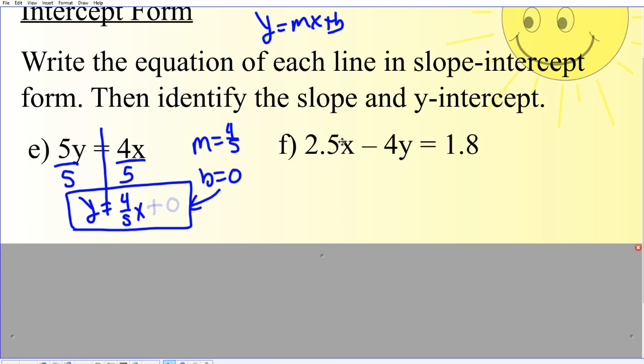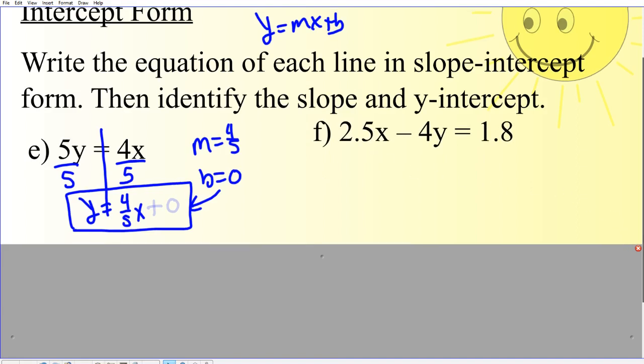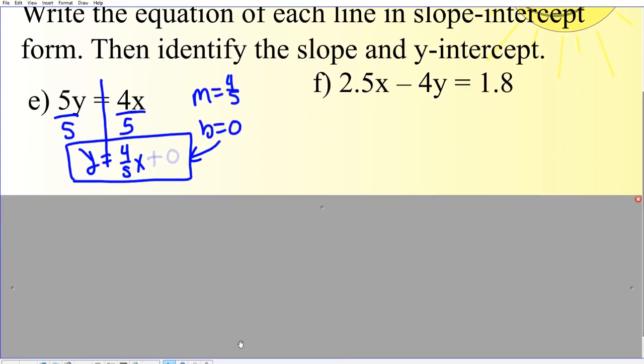Letter F is ugly. It's the ugliest of the problems so far, but even though it's ugly, we have a calculator to do the ugly math. We just have to do it. So the same stuff we did before. Imagine this was just 2 instead of 2.5. Yay, no decimals. So if the equation was 2x minus 4y equals 1, what would you do?